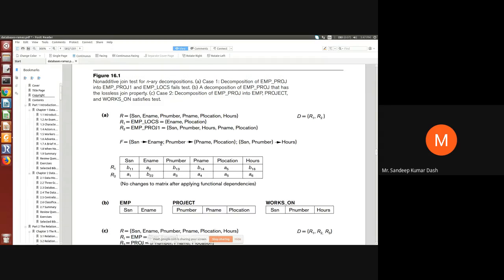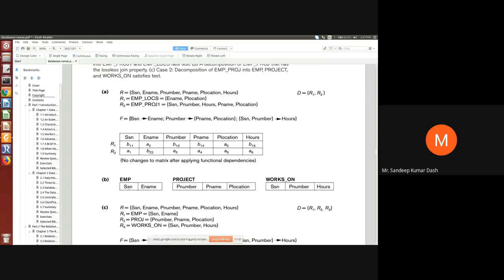The given functional dependency set is this: SSN determines ename, p number determines p name, p location, SSN and p number combined determine hours. Based on this functional dependency and this division we will see. So create a table like this. Whatever is the number of attributes in the original relation, write them. No need to remember the algorithm, directly you can get it done through the example.